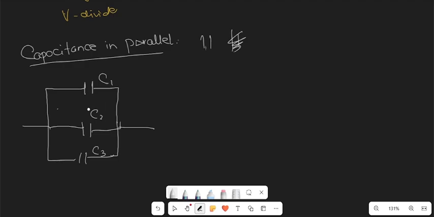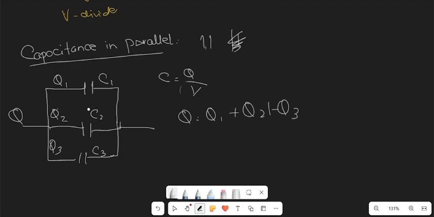Now you know that C equals Q by V, and you have to understand that since it's in parallel, the voltage remains constant, and the charge Q gets divided into Q1, Q2, Q3, just like we did, that in parallel the charge gets divided. So we'll write Q equals Q1 plus Q2 plus Q3.